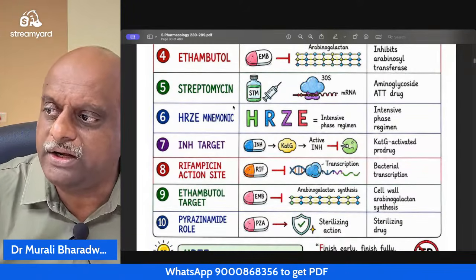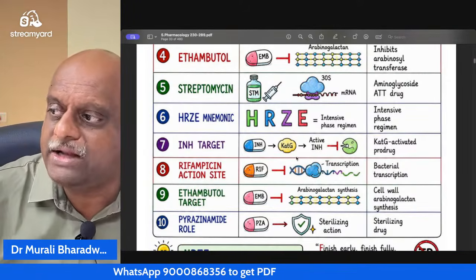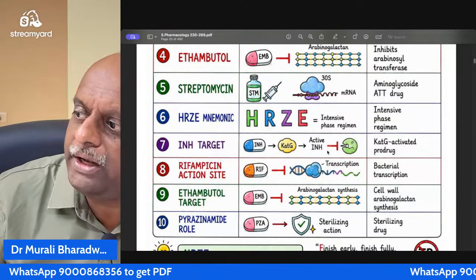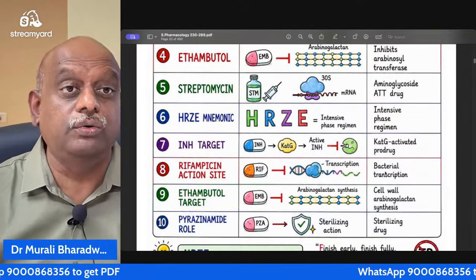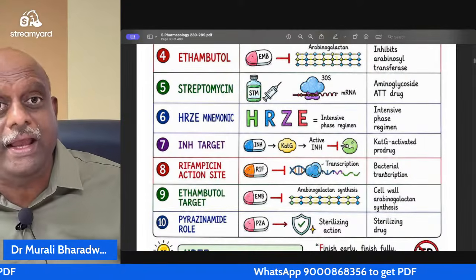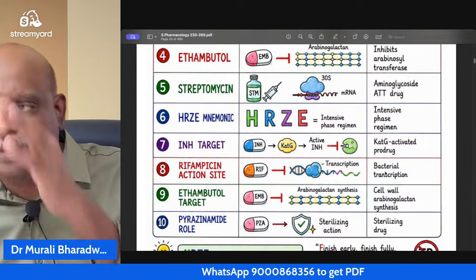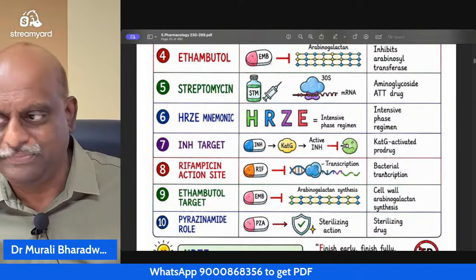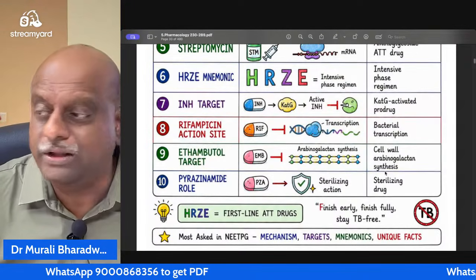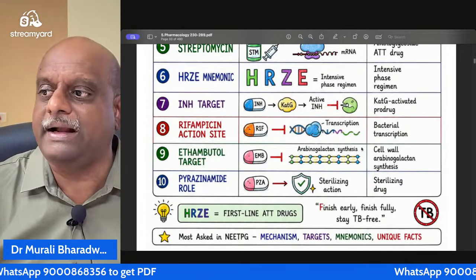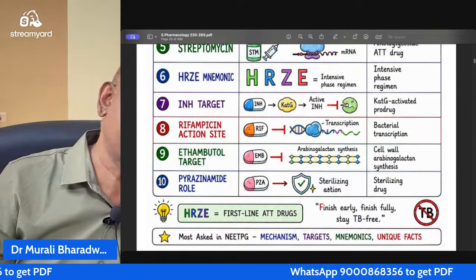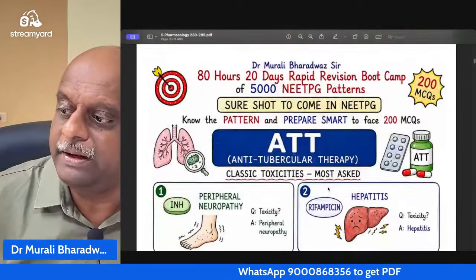And what is the target of INH? It is the KatG, which will make it into active INH. So, a famous drug question of the examiner is KatG activated product of INH. Then rifampicin acts on the transcription site, bacterial transcription, right? So these are a few points you need to fundamentally remember.